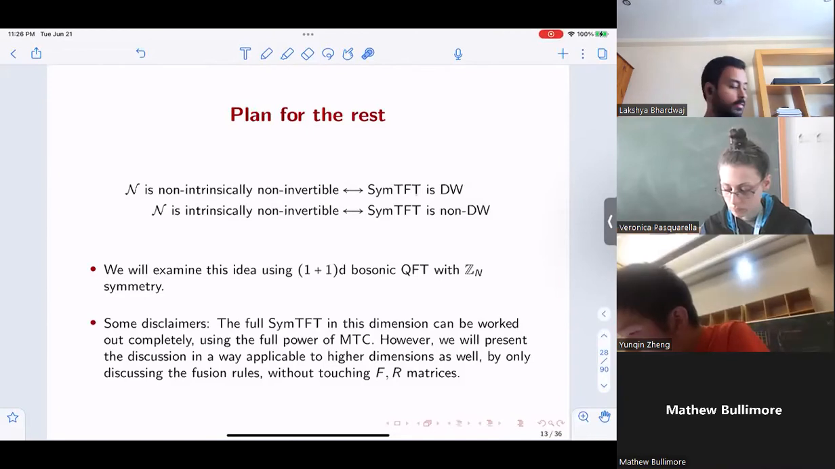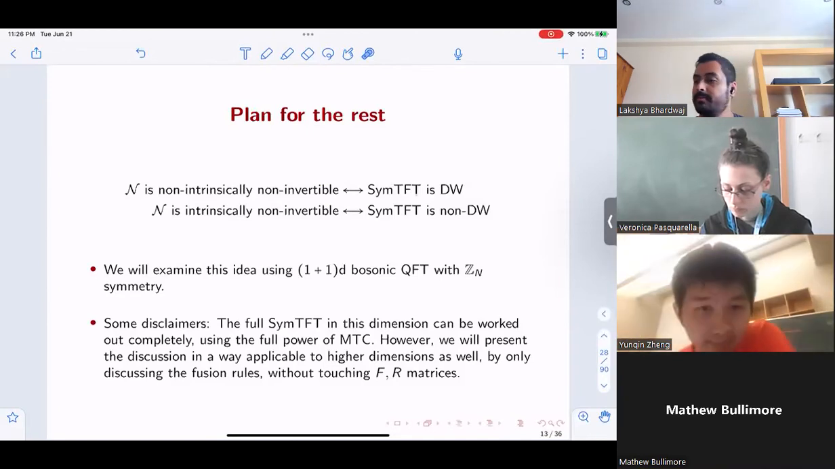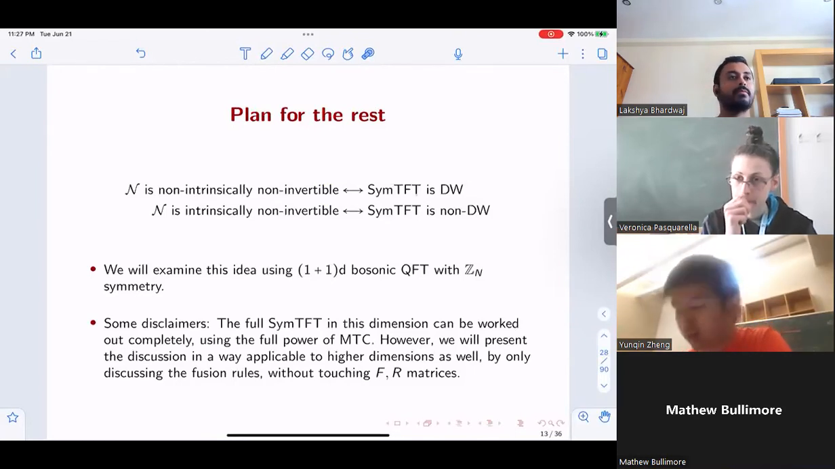Just to ask, in the higher dimensional case, the Dijkgraaf-Witten theory could be some generalized Dijkgraaf-Witten theory for a higher discrete group? Yes, yes. Okay. Thanks.